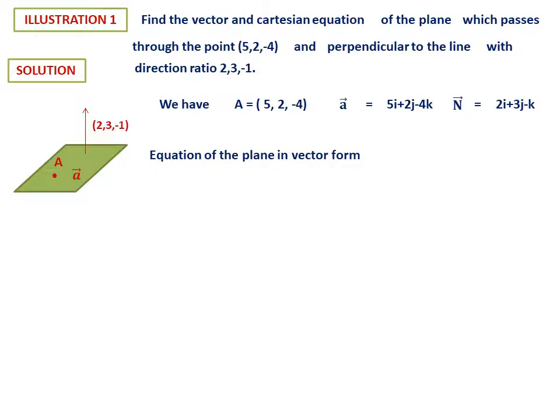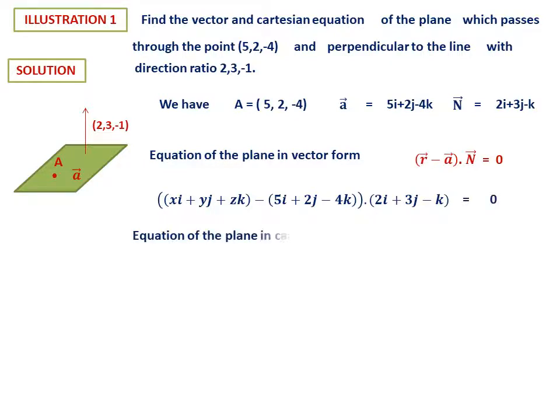Now it is very simple. The equation of the plane in vector form is, what is the formula? Write it: (r minus a) dot n equal to 0. Substitute. So what is r? xi plus yj plus zk minus, what is a? Just see here, 5i plus 2j minus 4k, dot, then the n vector is 2i plus 3j minus k, and that should be equal to 0.